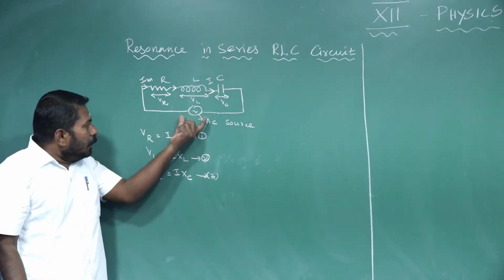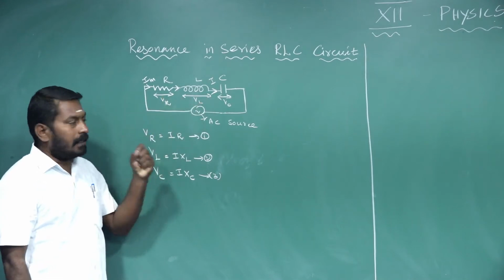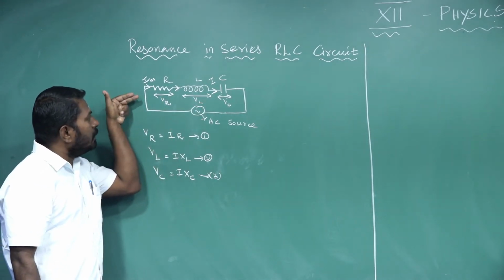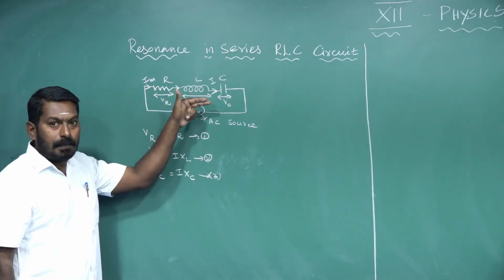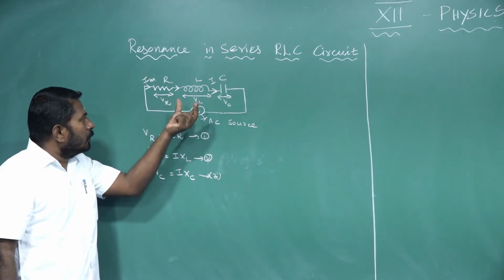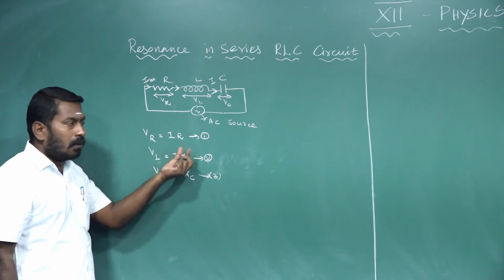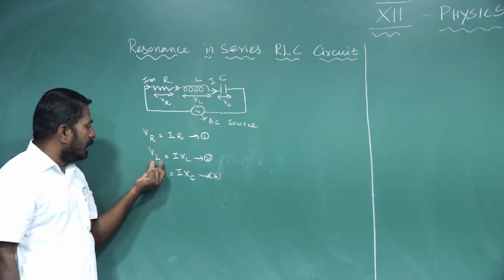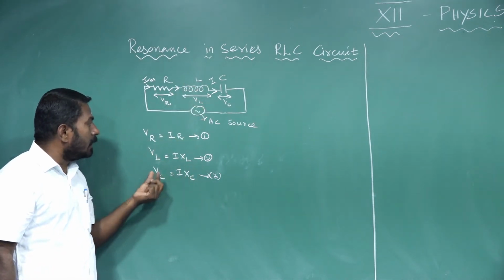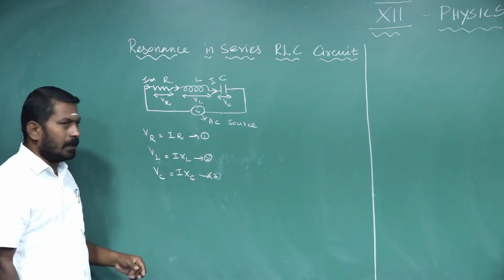Since the alternating source of voltage is connected across the series combination, the same current flows through all three components. Due to the current flowing through the series combination, the voltage drop across the resistor VR is equal to IR, the voltage drop across the inductor VL is equal to I into XL, and the voltage drop across the capacitor VC is equal to I into XC.